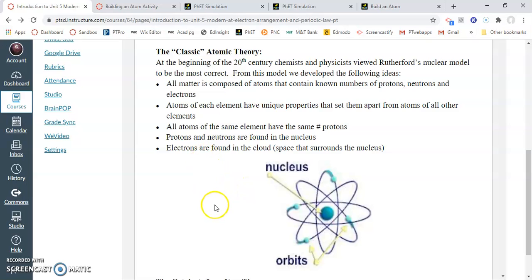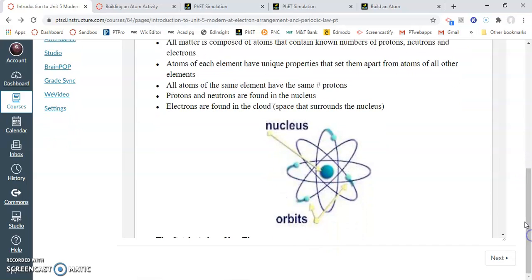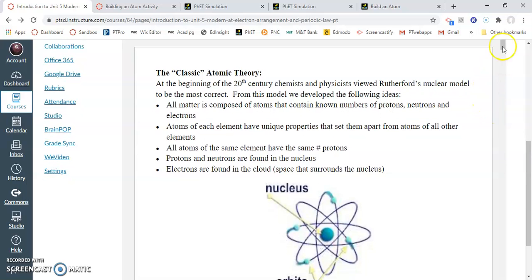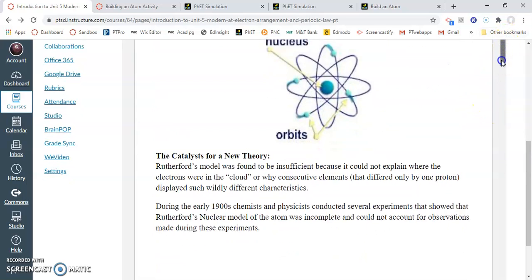Protons and neutrons are found in the nucleus, and electrons are found in this cloud outside the nucleus. Where we left off with Rutherford, he had the nucleus with protons and neutrons, and somewhere out here is where the electrons were. What we want to look at then is what caused us to look beyond Rutherford's model.